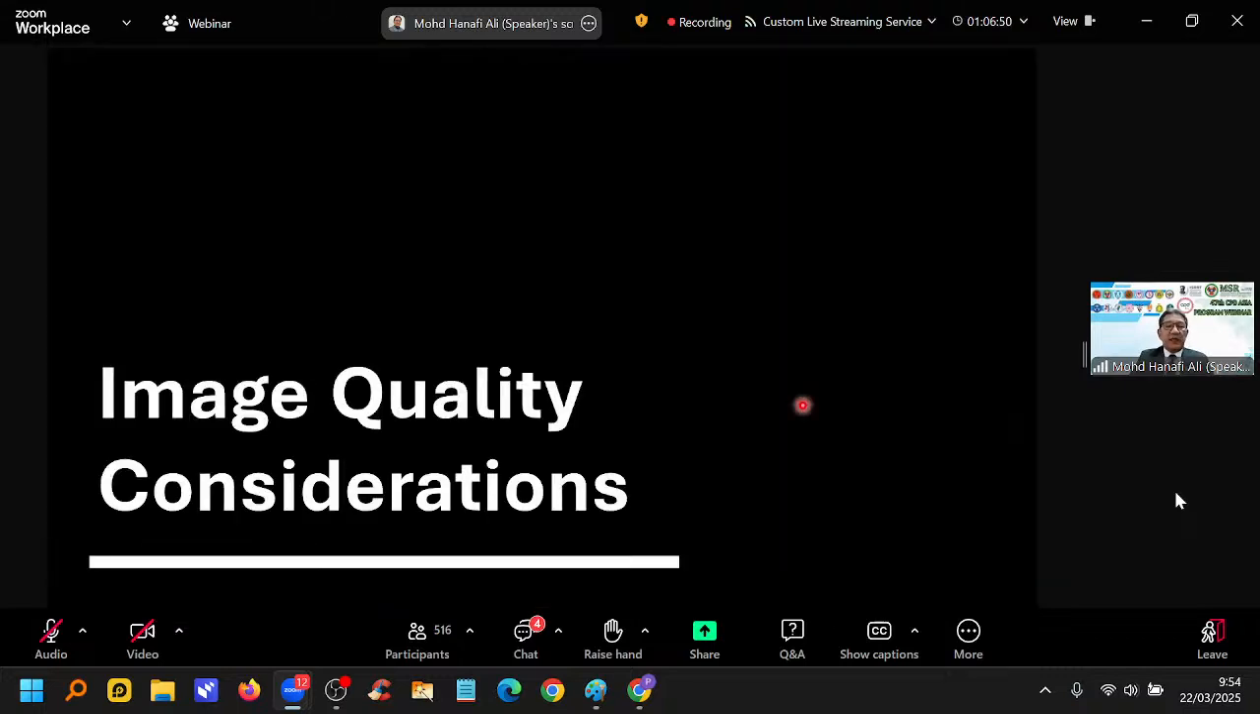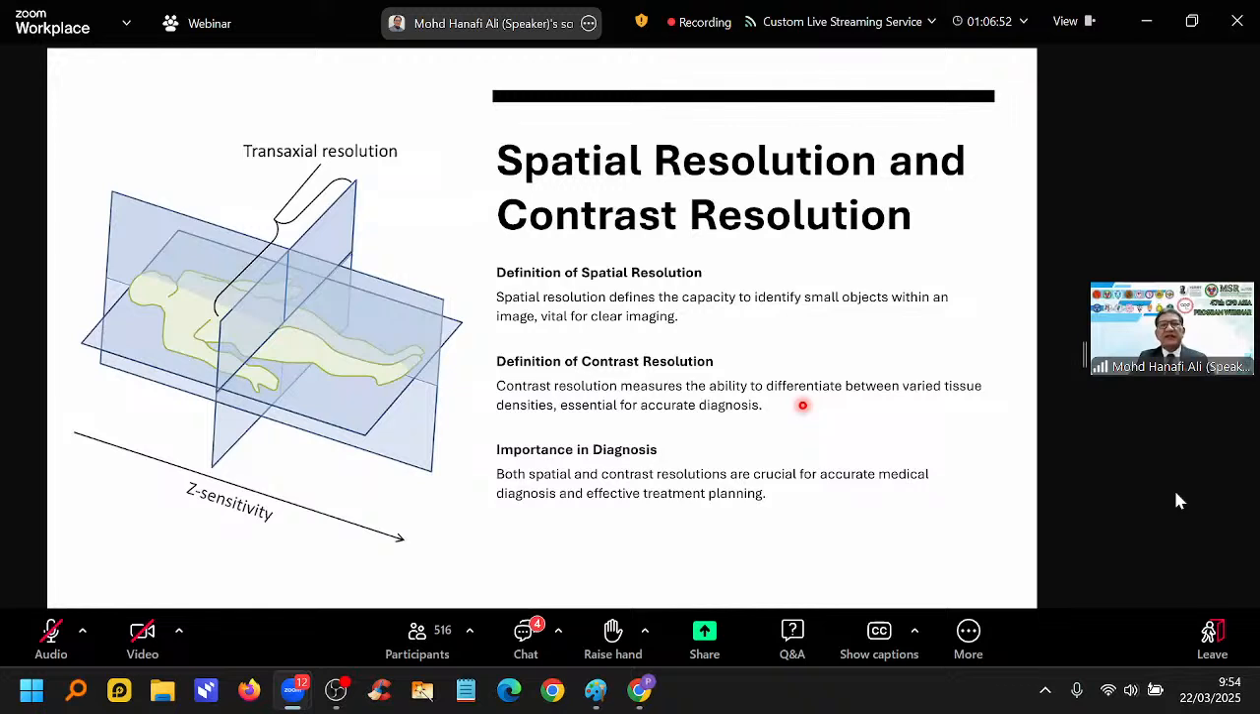And we now discuss the image quality. Talking about image quality, we cannot run from spatial resolution and contrast resolution. And let me define that. Maybe if you know, then good.